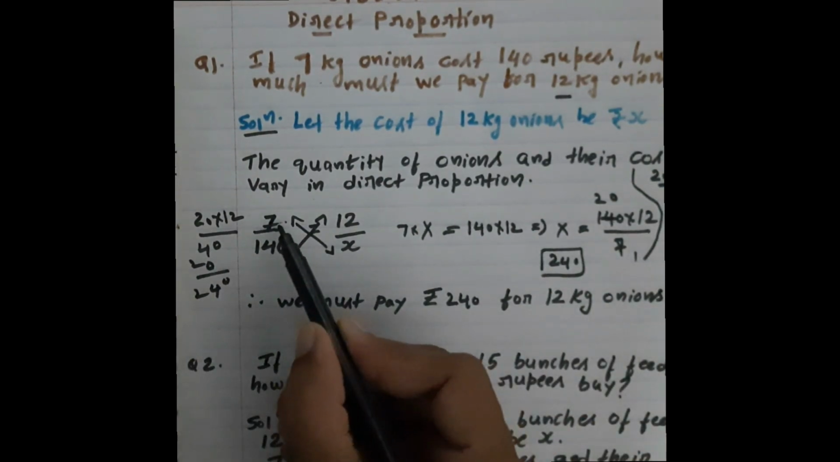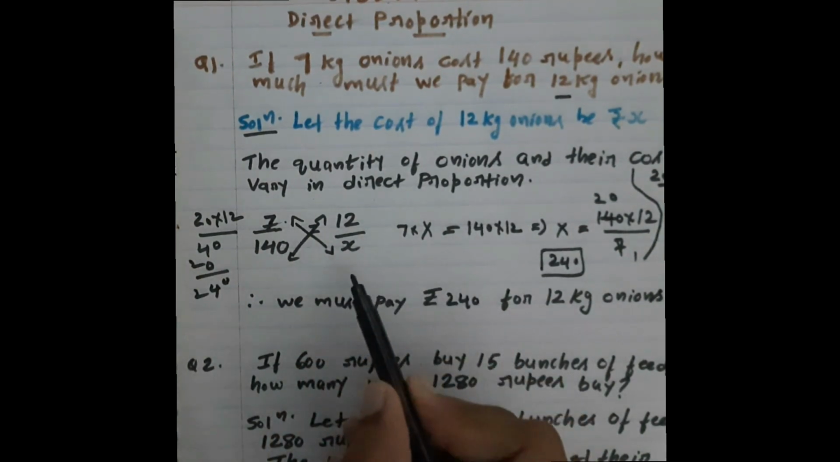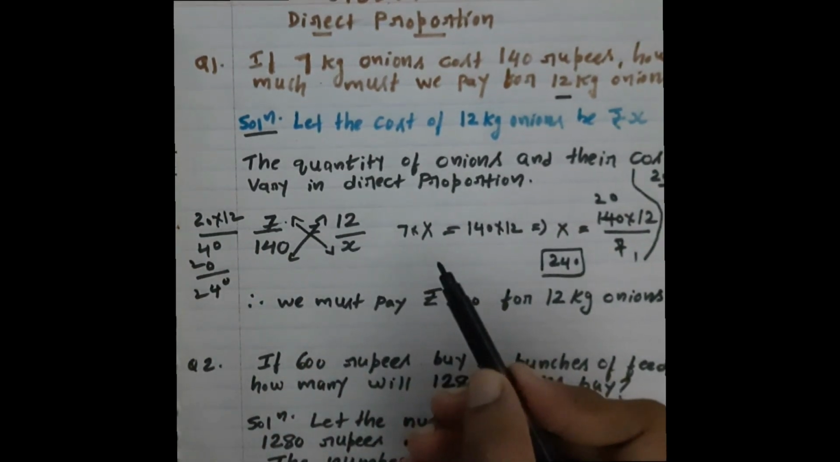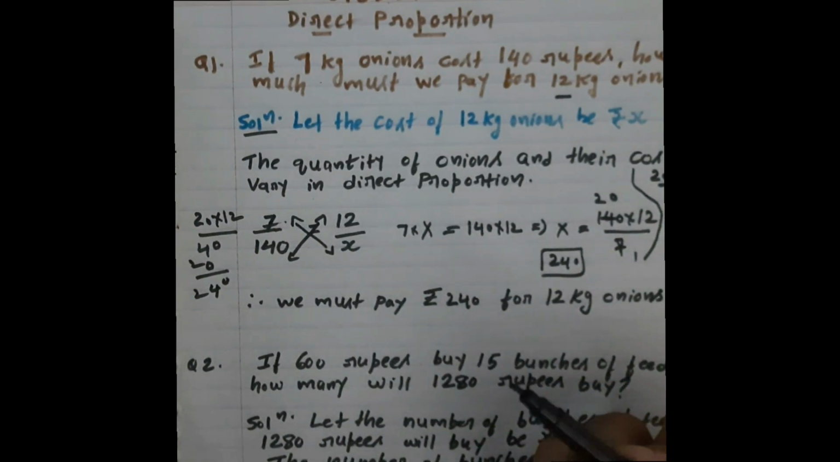7 kg cost is 140, 12 kg cost is 240. That is direct proportion. As quantity increases, in the same way price also increases. That is the meaning of direct proportion.